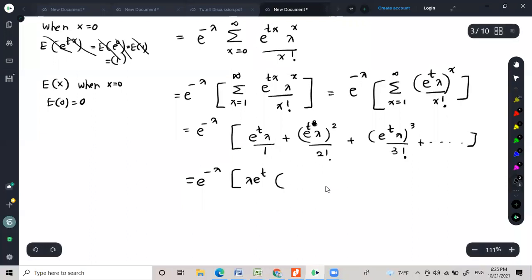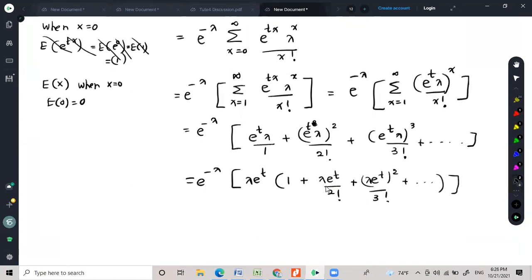So from the first term, you'll end up with just 1. And then here, 1 term is gone. So you have lambda e to the t over 2 factorial. 1 term is gone. So you have lambda e to the t square over 3 factorial, and it goes on like this. Right. Now, what do you think? What can you say about this series? This is an infinite series. Can you figure out the common factor here?